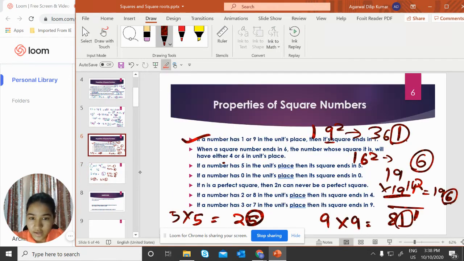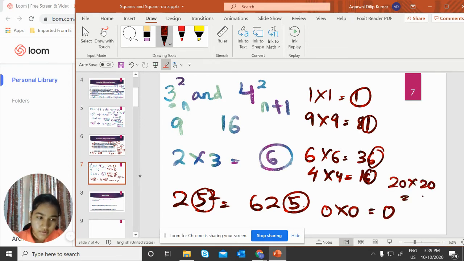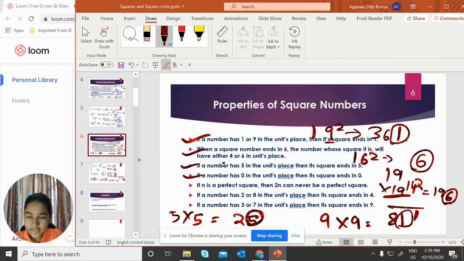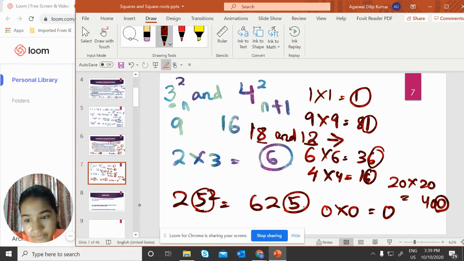And if this case comes with 0, if a number has 0 in the units place, then its square ends in 0. The simple reason is 0 into 0 is equal to 0. So if I go 20 into 20, it's going to come 400 with 0 in its units place. The next property states that if a number has 2 or 8 in the units place, then its square ends in 4. If we have to find the square of 18 and 12, they have the units place 8 and 2.